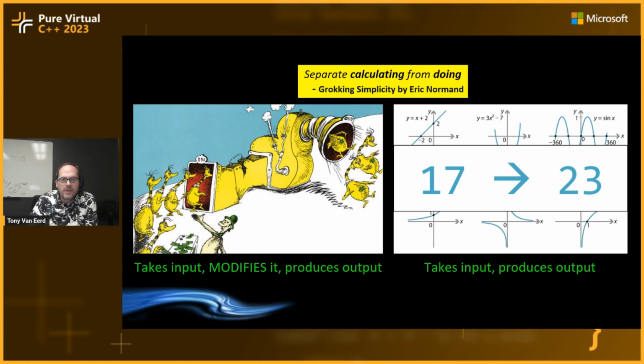And this is my favorite quote nowadays. It's not an exact quote, actually. I've paraphrased it, but it's from a good book by Eric Normand called Grokking Simplicity. You should read it, not right now. One of the fundamental concepts is separating calculating from doing. And what do I even mean by that? Let me explain that.